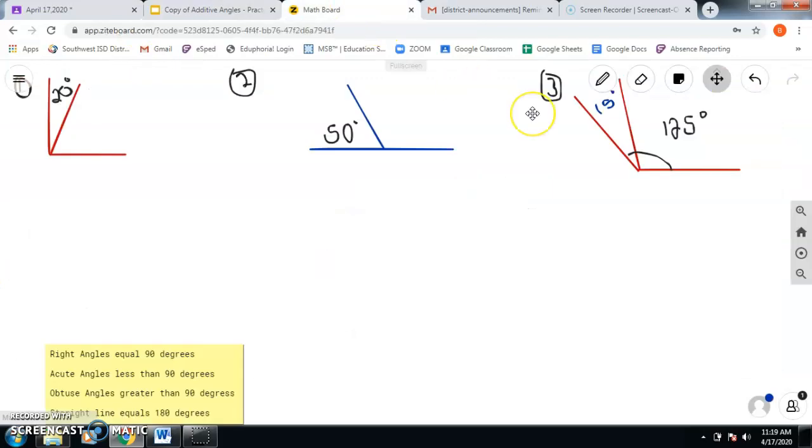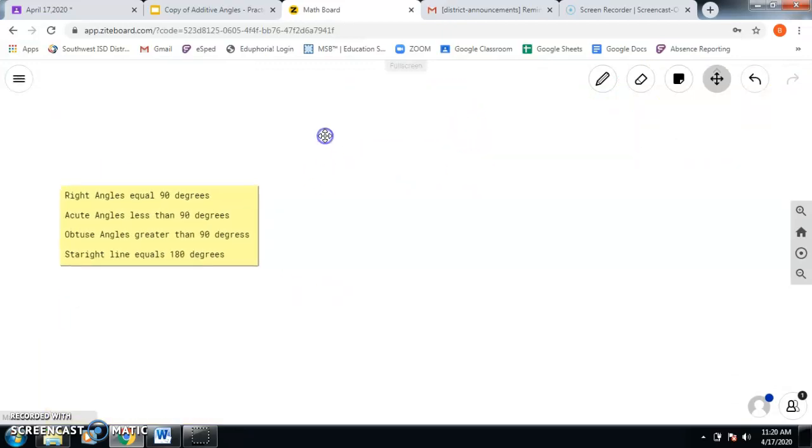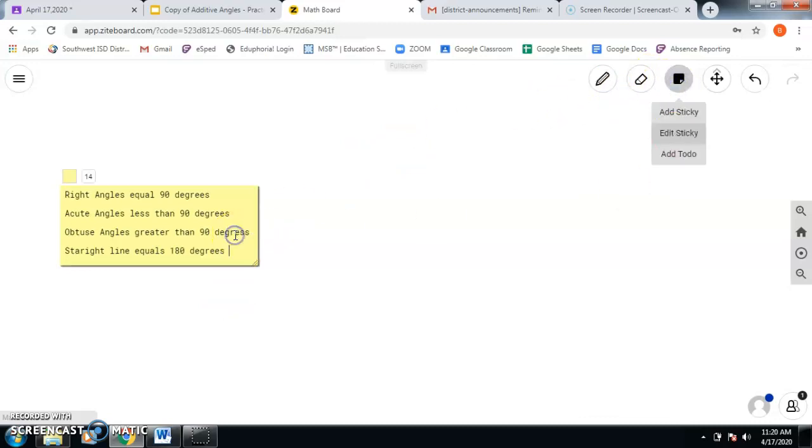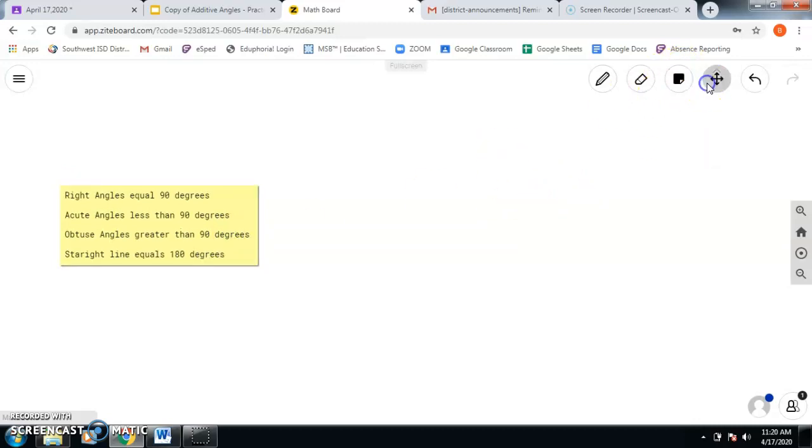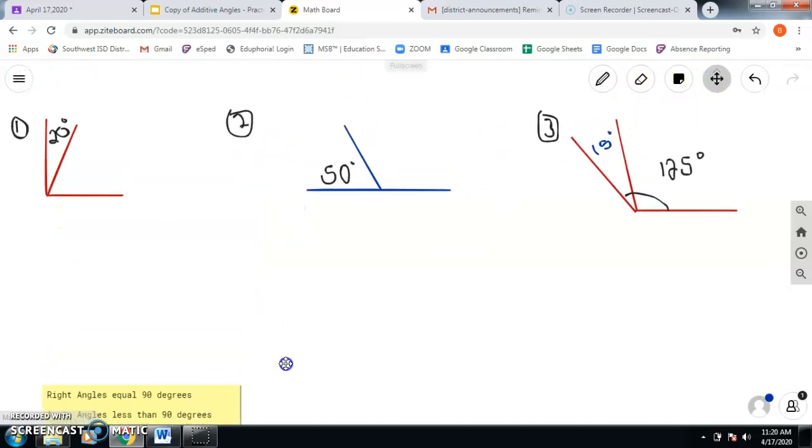So let's come over here to the whiteboard. So let's go over angles, right? So a right angle is equal to 90 degrees, okay? Acute angles are less than 90 degrees. Obtuse angles are greater than 90 degrees. And then when you have a straight line, that means that is 180 degrees. Okay, so let's get started.